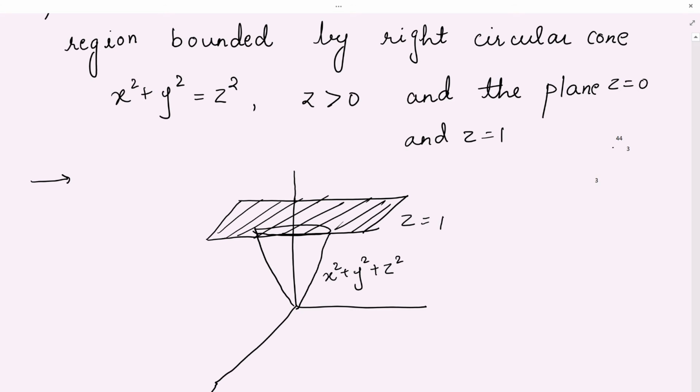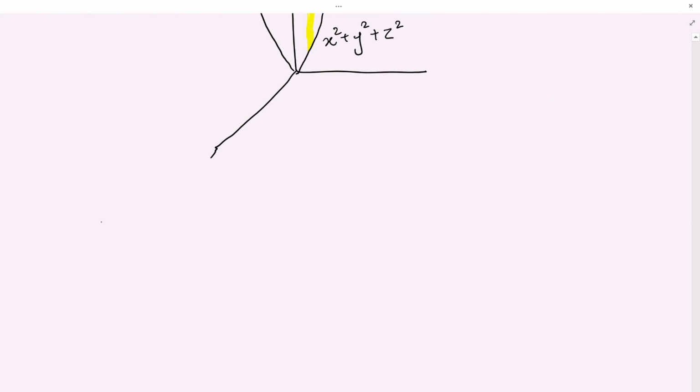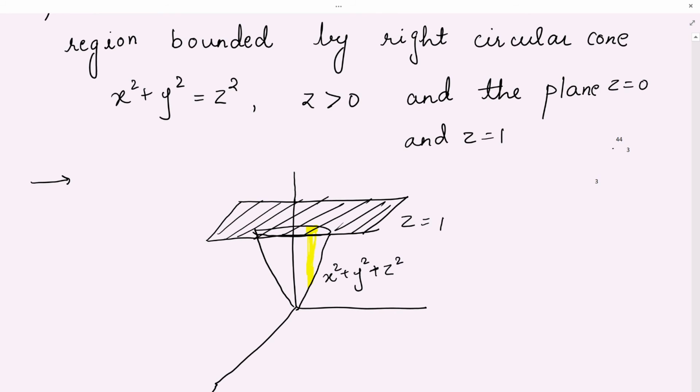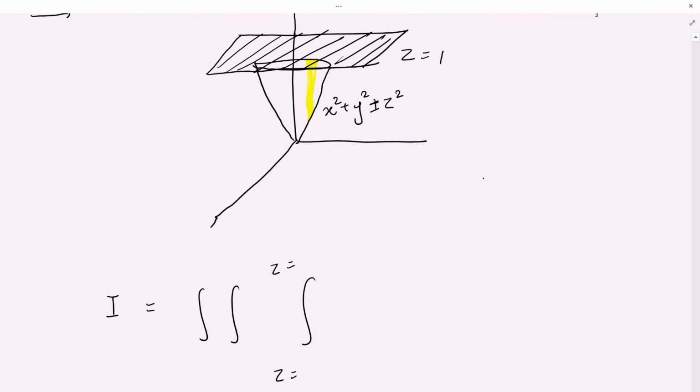Now you have to take a strip this way. Somewhere it is touching the cone and over here the plane. So from this, what you can imagine is the lower limit is touching the cone and the upper limit is touching the plane. If I find my integration I, that will be nothing but a double integration. I'm not worried, I'm just finding the limits of z.